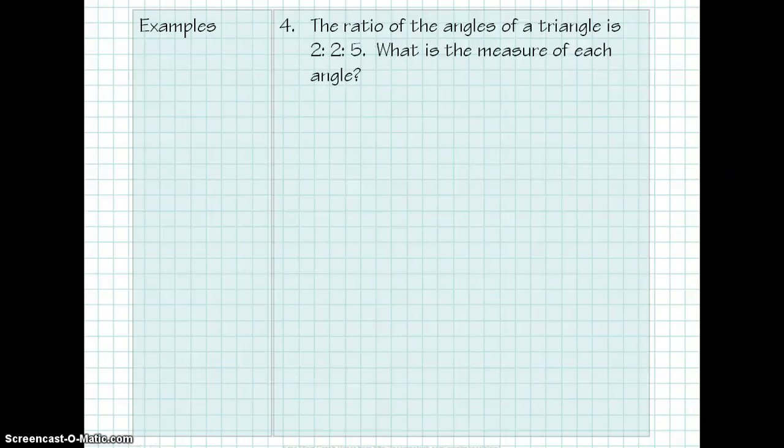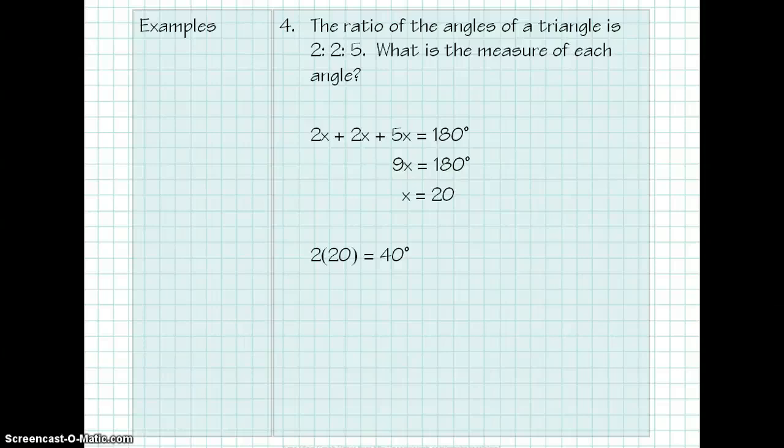So I have the ratio of the angles of a triangle is 2 to 2 to 5. What is the measure of each angle? Well, unlike the perimeter problem, we don't have a number to set this equal to, but we should by now know that the angles of a triangle add up to 180, so that's how I'm going to set up my equation. 2x plus 2x plus 5x is equal to 180. Combine like terms, so 9x is equal to 180, which means x is going to be 20. I plug that in, and one angle is 40, the other angle is 40, and the third angle is going to be 100.